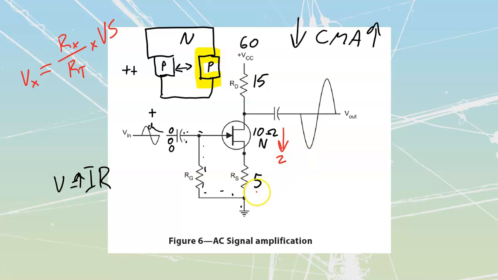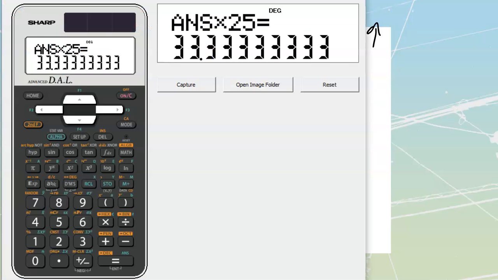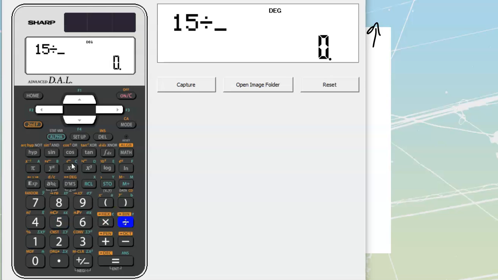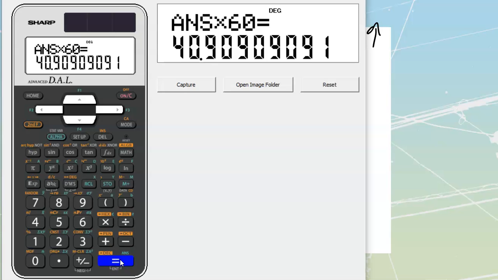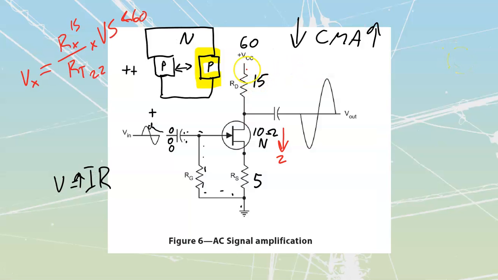If it were to drop down to 2 ohms, the sum of this total channel here would now become 22 for our RT. And my Rx, if I wanted to find out how many volts I'm going to be dropping across here, would be 15. So we're going to have 15 over 22 times 60. 15 divided by 22 times 60 gets me to a value of 40 volts. And so all of a sudden, I'm going to be dropping 40 volts over top of this resistor. Before, I was only dropping 30 volts over top of it. Now I'm dropping 40 volts over top of it.